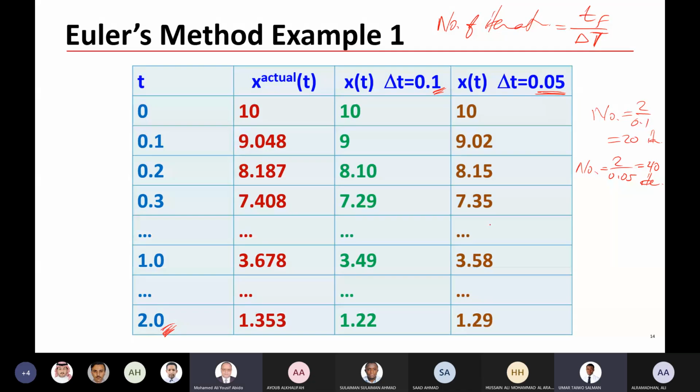Okay. So, definitely, the number of iterations depends on delta t. And we are targeting a final solution here, a final time.